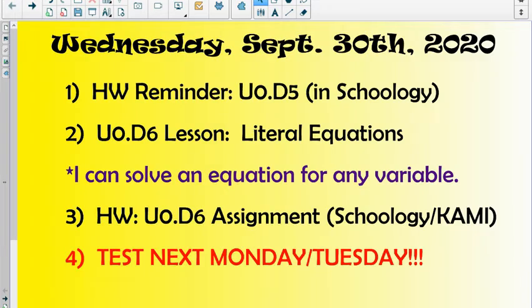Hey everybody, today we're going to take a look at literal equations, and our learning target is I can solve an equation for any variable.